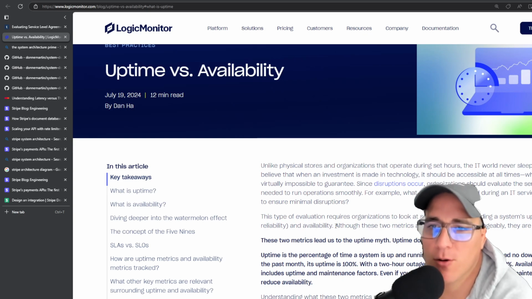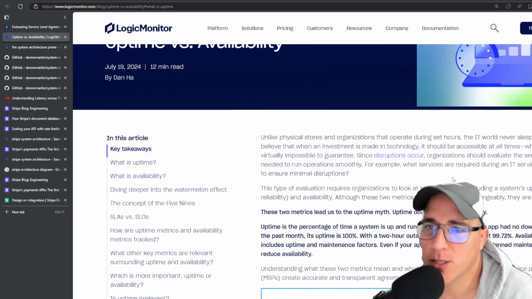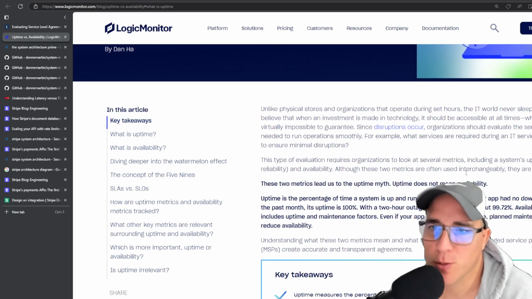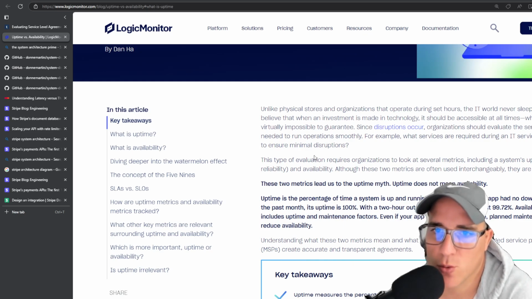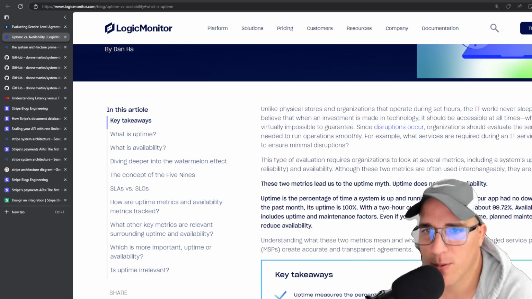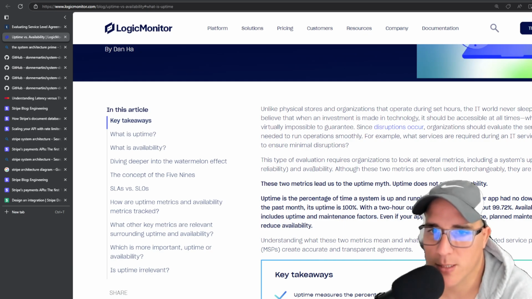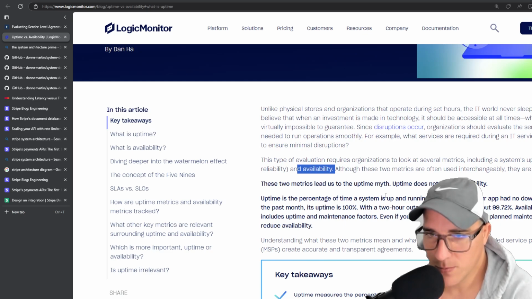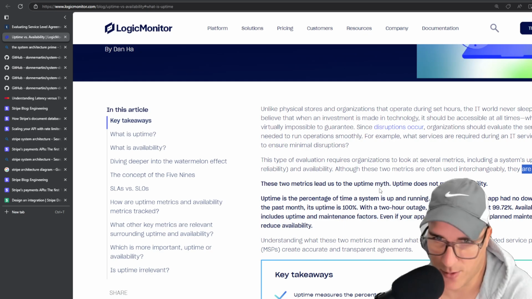Unlike physical stores and organizations that operate during set hours, the IT world never sleeps. Many believe that when an investment is made in technology, it should be accessible all the time, which is virtually impossible to guarantee. Since disruptions occur, organizations should evaluate the services they need to run operations smoothly. For example, what services are required during an IT service outage to ensure minimal disruption? This type of evaluation requires organizations to look at several metrics, including system uptime or reliability, and availability. Although these two metrics are often used interchangeably, they are different. So reliability is not the same as availability, is what he's saying here.